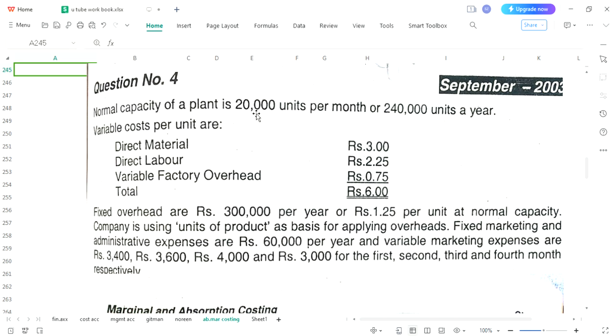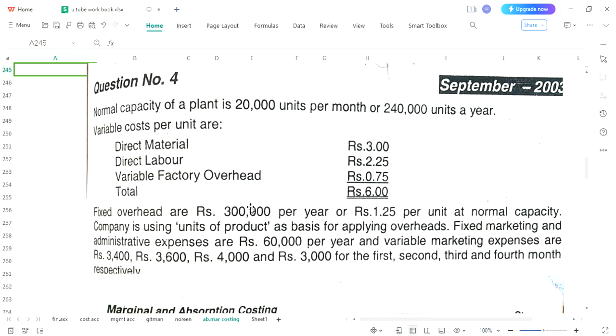Next, as usual, per unit material, labor and factory overhead is given. All these are variable costs. In the last question, variable and fixed cost were mixed, and here variable cost is given separately. Fixed overhead per year. Please underline this single phrase, per year. This 3 lakh is a fixed expense for the full year, and then 1.25 per unit is also given. This is the fixed average, and per unit is also given as 1.25. In this way, when we add this 1.25 to the variable cost, we get our total cost, which is important for absorption costing.